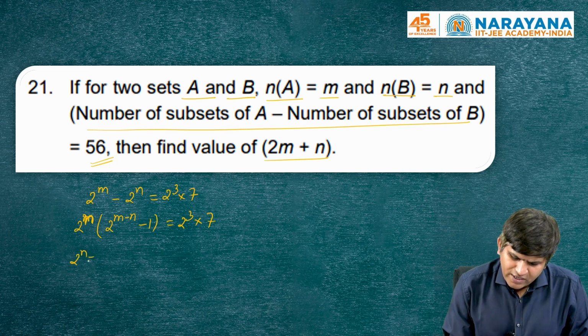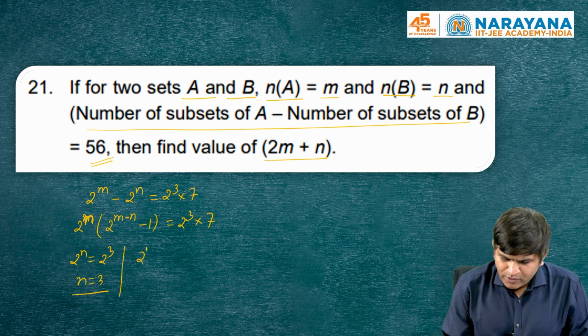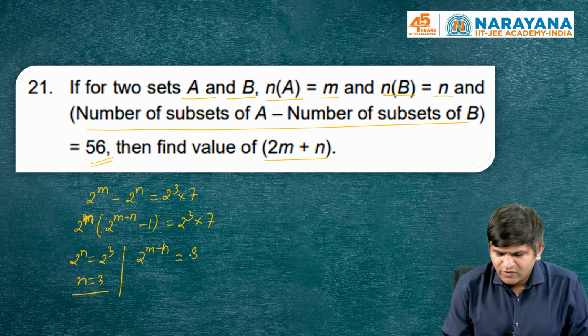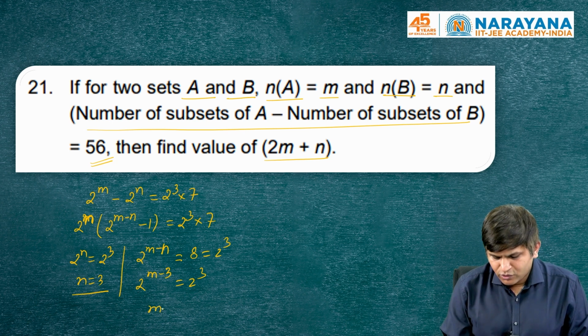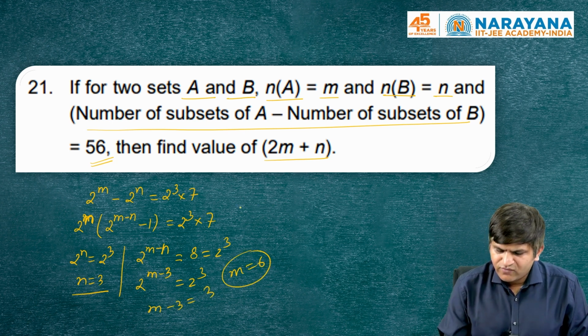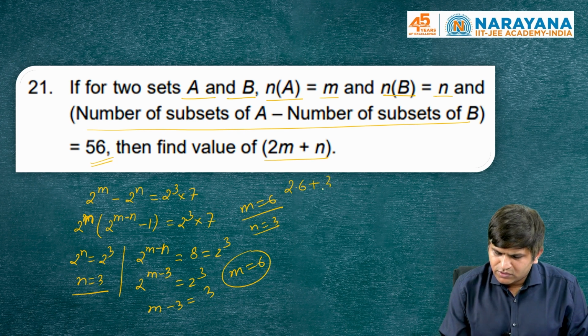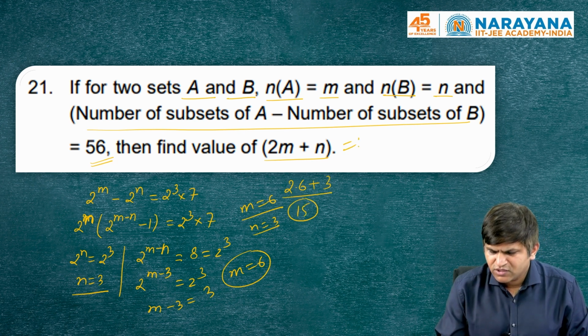So 2 power n equals 2 power 3, so we get n as 3. And 2 power m minus n minus 1 is equal to 7, so that will be 8. We can write it as 2 power 3, so 2 power m minus 3 is equal to 2 power 3. So m minus 3 is equal to 3, so m is 6. So m is 6 and n is 3, so 2 into 6 plus 3, that is 12 plus 3, that is 15. So our answer is 15.